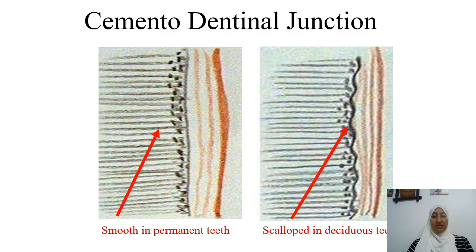In permanent teeth, the cemento-dentinal junction is straight, while in deciduous teeth it is scalloped. So far, we couldn't find any significance of this variation between permanent and deciduous, but could anyone explore the significance of these changes?